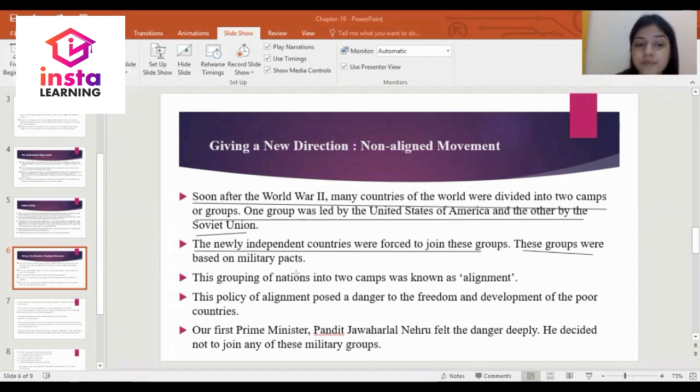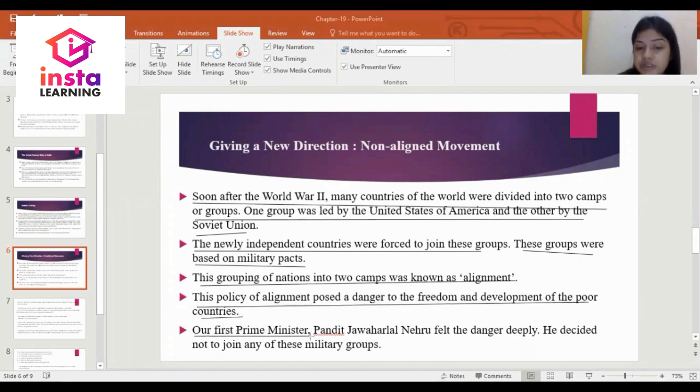These groups were based on military factors. This grouping of nations into two camps was known as alignment. ये जो grouping थी nations की, जो दो camps में divide हुए उन्हें alignment कहा गया. So the policy of alignment posed a danger to the freedom and development of the poor countries.